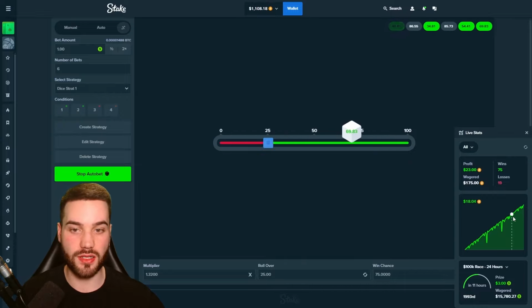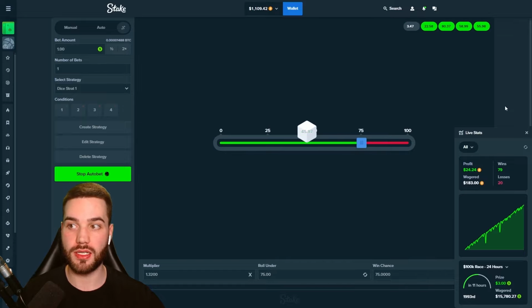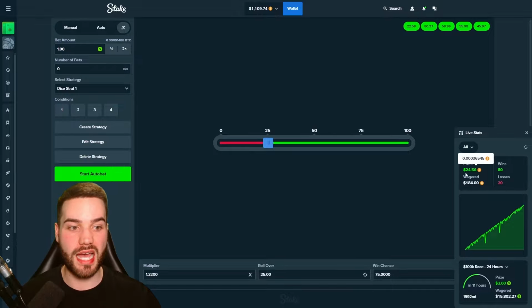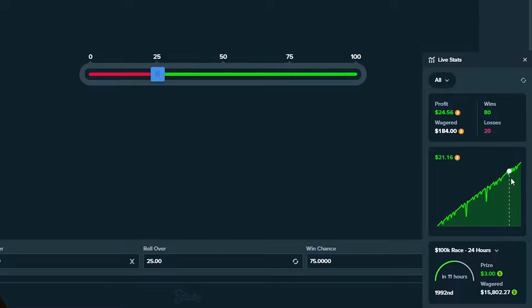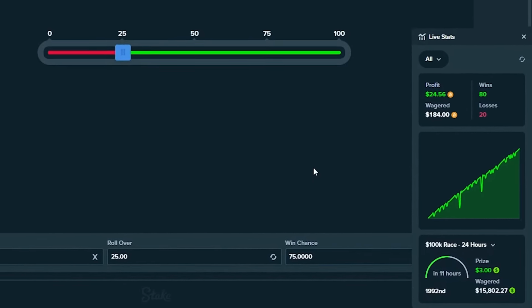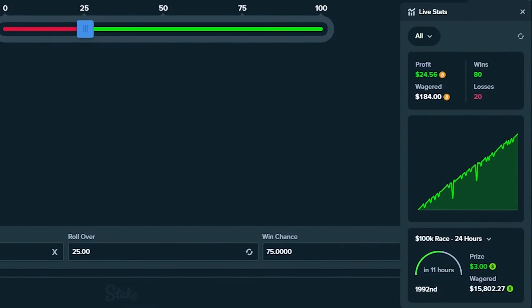Nice, steady incline. I'd be curious to run this for like hours and see what happens, but that's 100 bets right there. That's $24 already. Maybe a minute and a half, something like that. 80 wins, 20 losses. Steady incline on the graph. No really crazy dips. I think the highest bet amount we had was $16. 75% win chance. You're not really going to go on too crazy of an L streak. I could maybe see three or four or something like that.